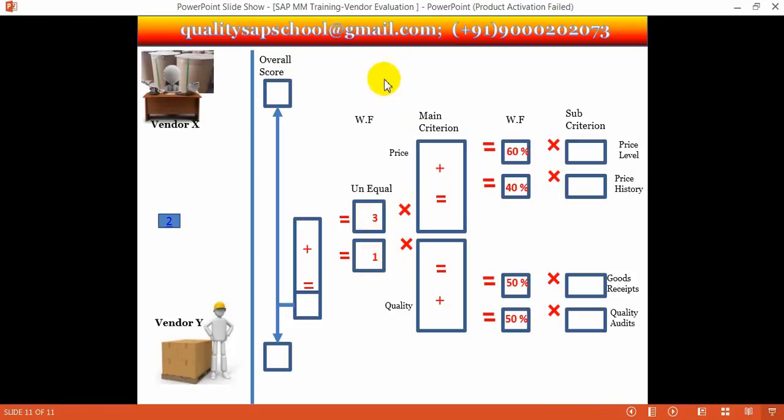Now I will evaluate vendor X. For evaluating vendor X, it can extract the data from the system. Suppose in the price level, the system has extracted 60 points. If 60 points are extracted from the system and the weightage factor is 60%, your main criteria score will come to 36 points. How? 60% of 60 is 36.